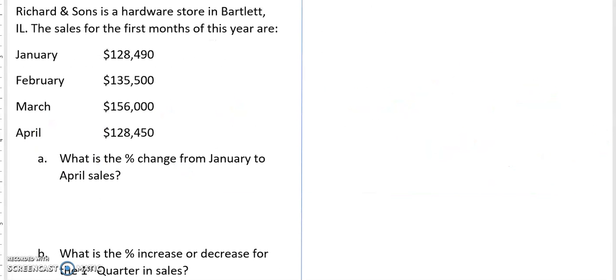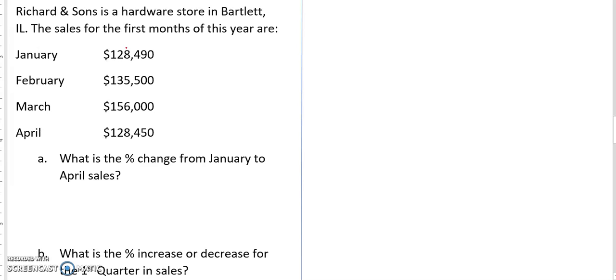So let's do this problem where we say Richard & Son is a hardware store in Bartlett, Illinois. The sales for the first months of the year are given: January, February, March, April. We need to find the percentage change from January to April sales. But before we do that, let's do January to February, February to March, March to April.